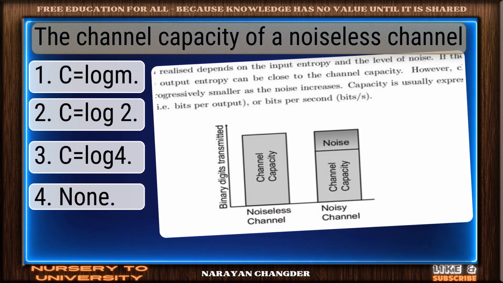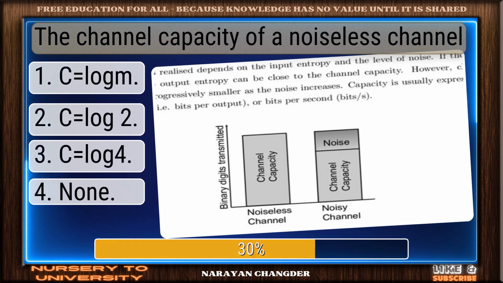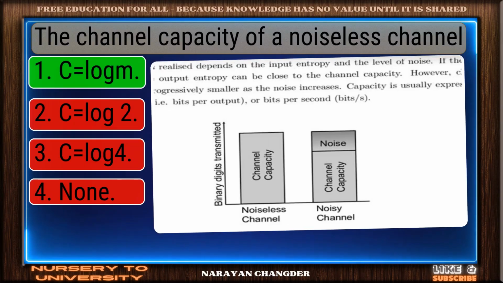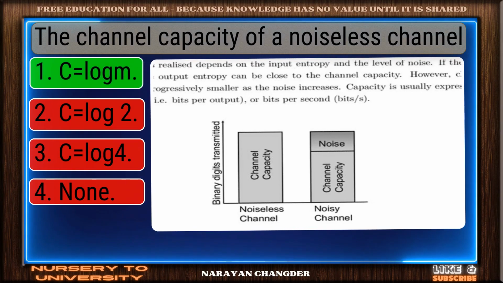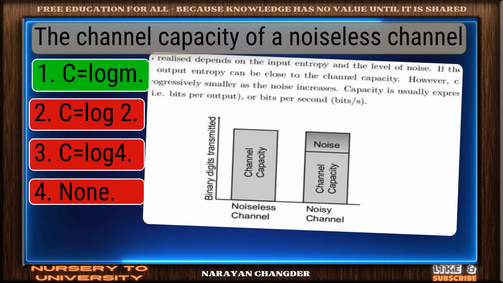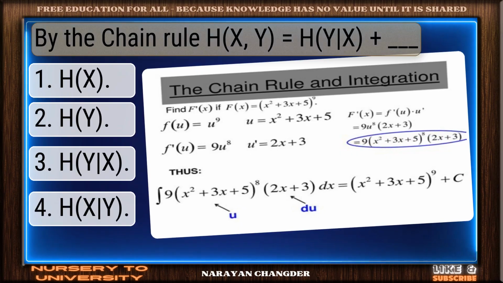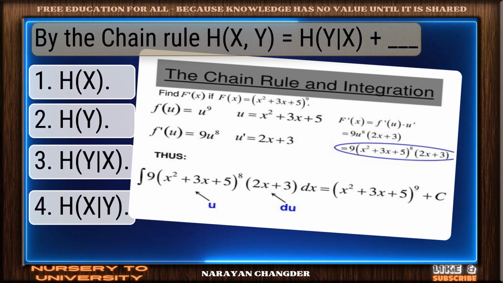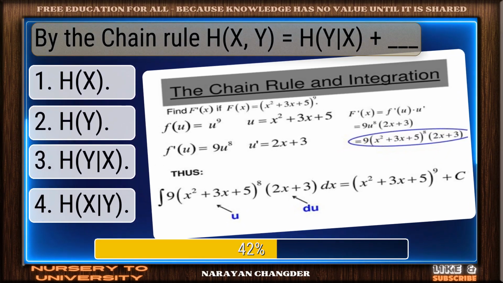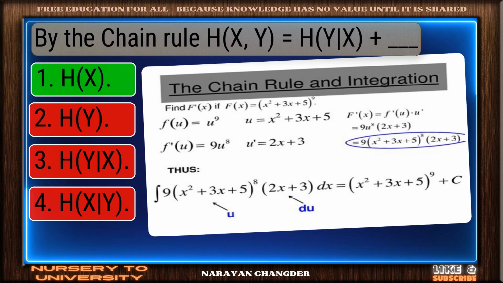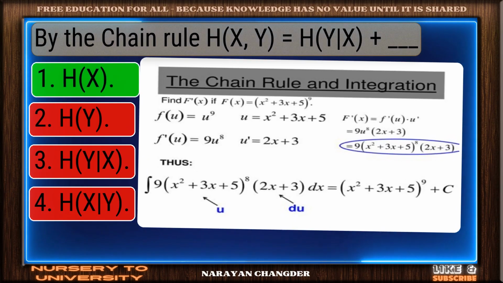The channel capacity of a noiseless channel... Excellent. C equal to log m is a brilliant choice. By the chain rule, H(X,Y) equals H(X) plus dash. Great job. H(Y|X) is the accurate answer.